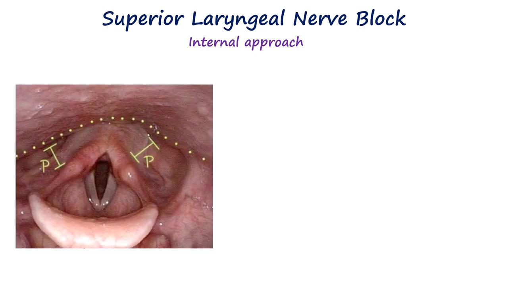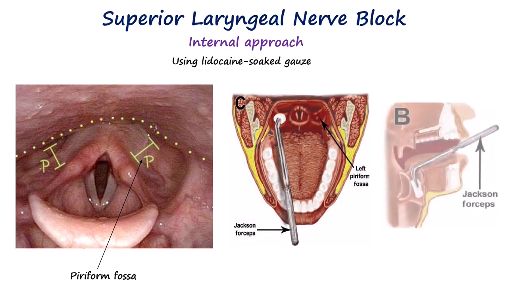The internal approach uses gauze or pledgets soaked in local anesthetics and placed in the piriform fossa using forceps. These gauze or pledgets need to be kept in place for 5 to 10 minutes to allow sufficient time for the local anesthetics to take effect.